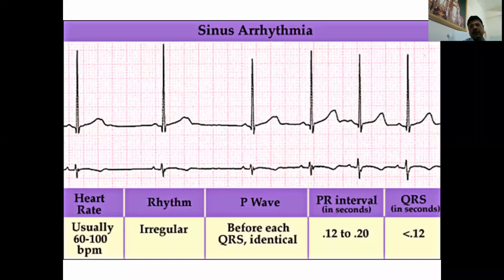And then we also saw a physiological phenomenon called sinus arrhythmia. Sinus arrhythmia is a normal phenomenon which is there in most of us. It is more pronounced in adulthood. So what is sinus arrhythmia? In sinus arrhythmia, we see that the heart rate increases during inspiration and decreases during expiration.